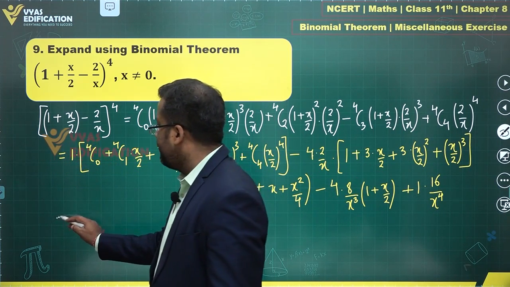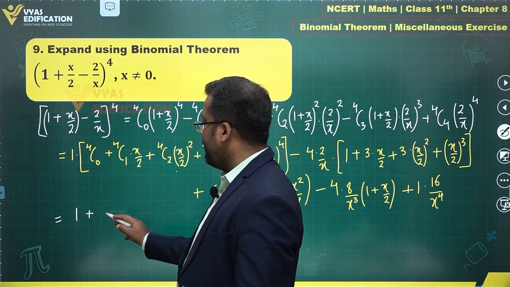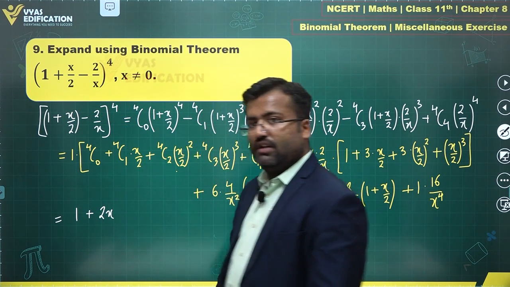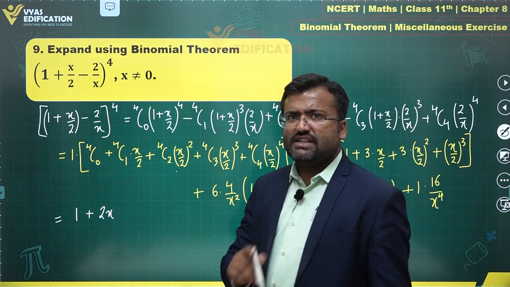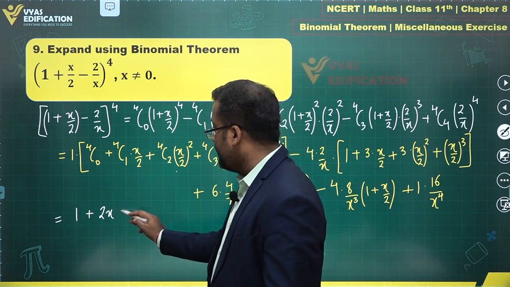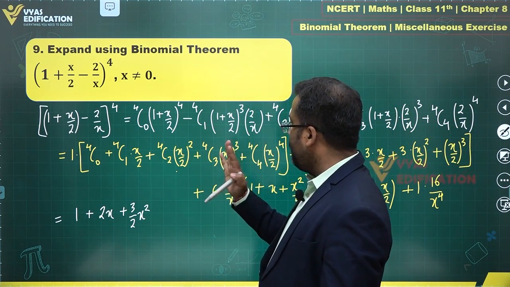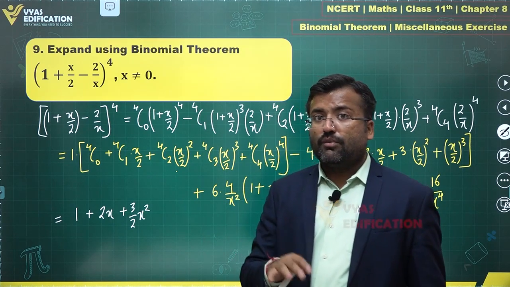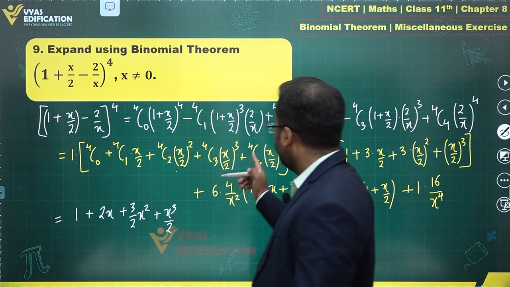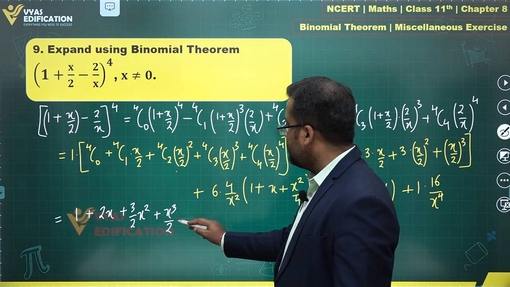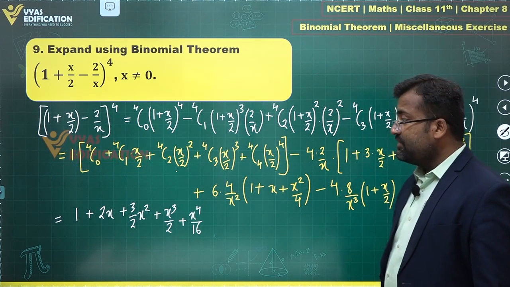Let's simplify these terms. 4c0 is 1, plus this is 4c1, which is 4 into x by 2, is 2x. 4c2 is 6, x square upon 4. 6 upon 4 will be 3 upon 2. So this becomes 3 upon 2 x square. 4c3 is 4. This is x cube upon 8. 4 upon 8 is 1 upon 2. So this becomes x cube upon 2. Plus you have x power 4 upon 16. These are the terms that you have.